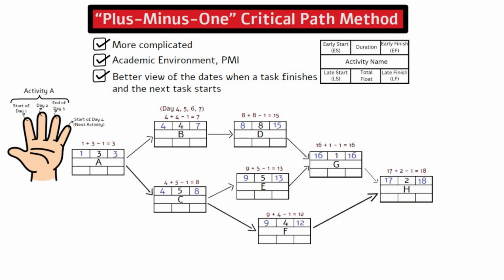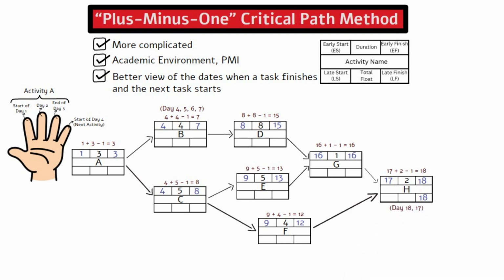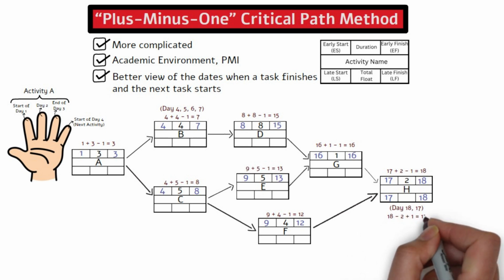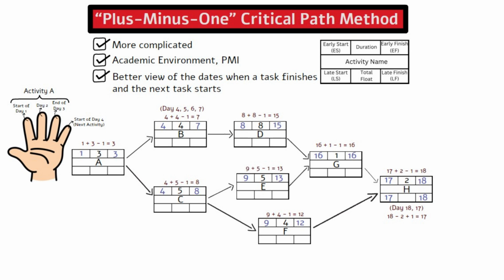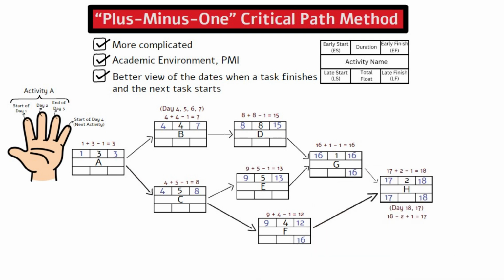Now that we have completed the forward path, we will work on the backward path from activity H. First, the late finish is 18, which is carried over from the early finish. Activity H takes 2 days to finish, so we need to count backward, and it will take day 18 and day 17 to do the work. So the late start is 17, or you can do the math by 18 minus 2 plus 1 equals 17. This means the late finish for activities G and F will be day 16.